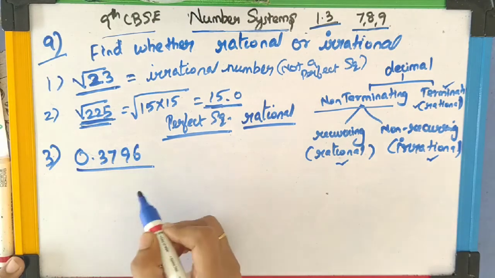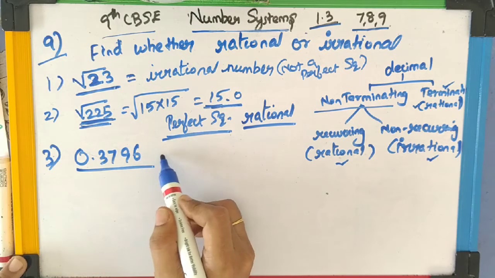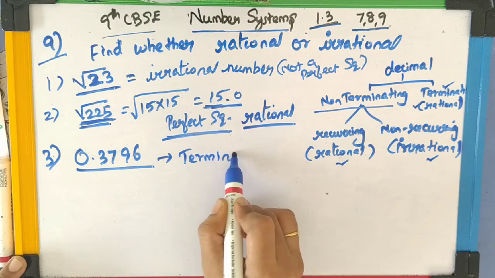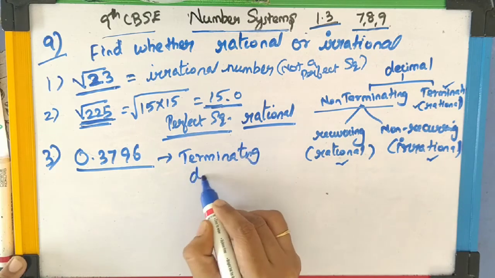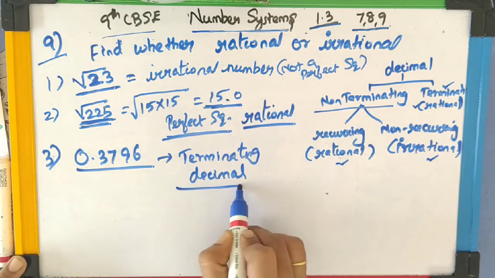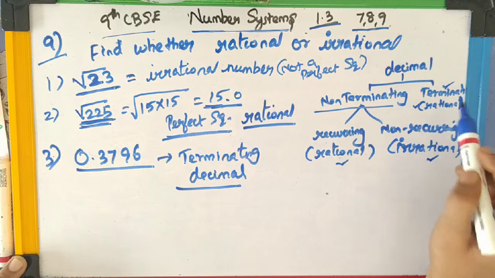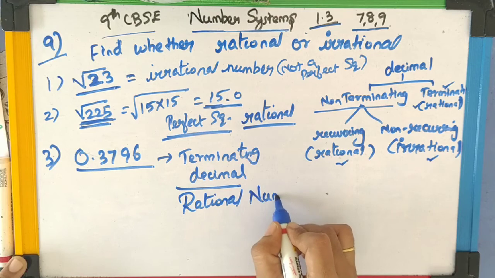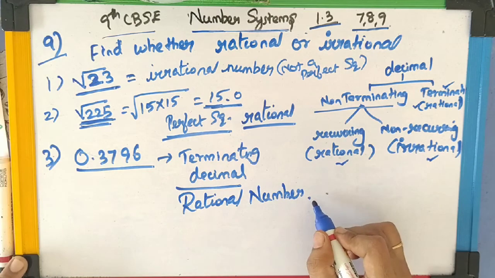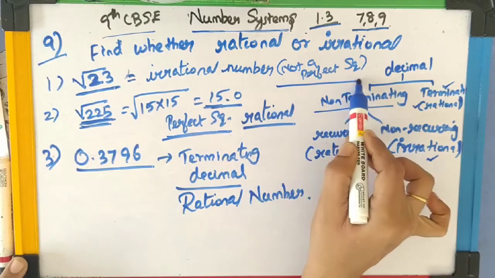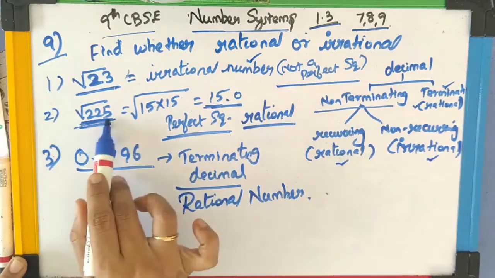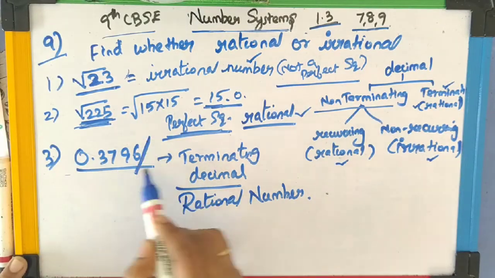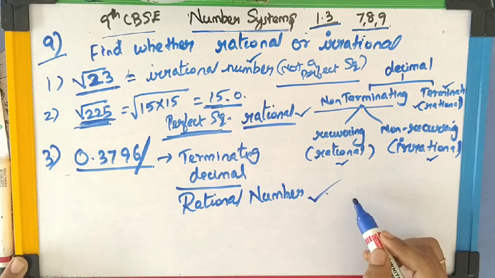Now let's go to the third question. 0.3796. So here this is terminating. How can you find? There is no dots after 6, right? So it is a terminating decimal. So obviously it is a rational number, because all terminating decimals are rational numbers. How am I finding it's a terminating decimal? Because there is no dots after the last digit after the decimal point, that is after 6. So it is a rational number.